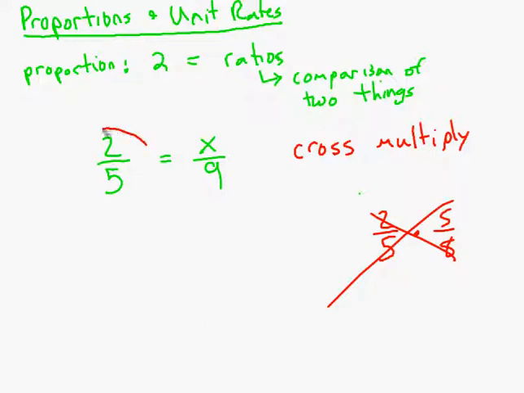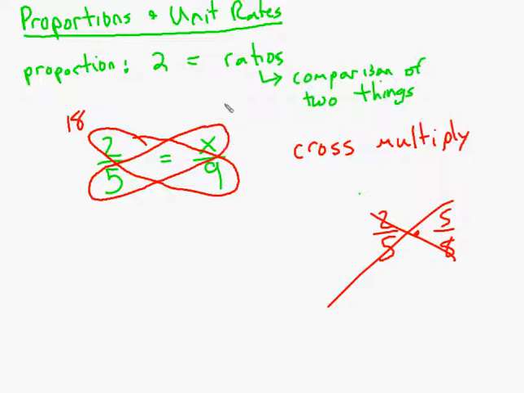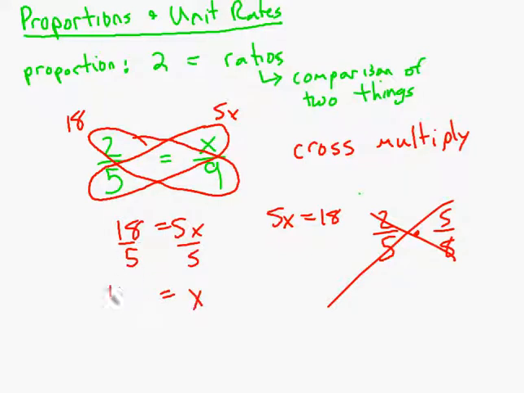Alright, so we're going to cross multiply. That's 18. See where I put that 18? And that's 5x. So I'm going to say 18 equals 5x. I could write it the other way, 5x equals 18. It doesn't matter. Okay, and then I divide by 5. And x equals whatever 18 divided by 5 is. It's going to come out as a decimal, so I'm just going to leave it like that, and that's going to be an acceptable answer.